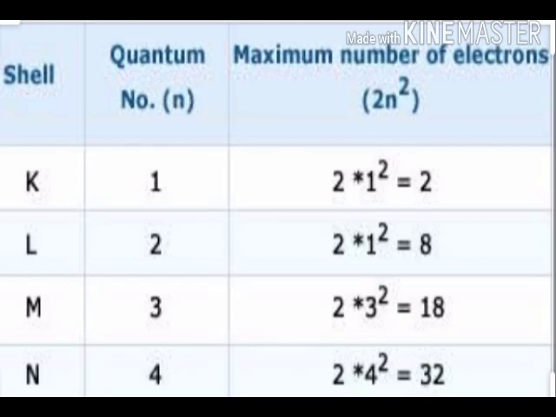According to Bohr, the first shell, that is K, can contain a maximum of 2 electrons. The L shell can contain a maximum of 8 electrons. M can contain 18, and N 32, and so on. This is given by the formula 2n square that we have already studied in the previous modules.